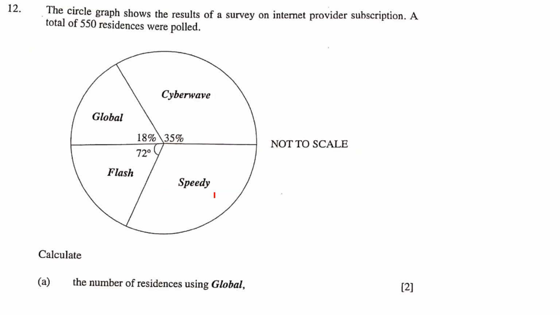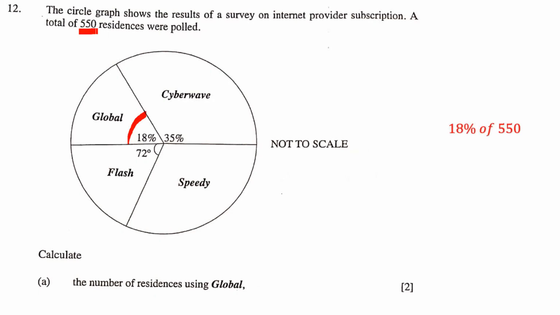Moving right along, we have this next question. This is a pie chart question. It says the circle graph shows the results of a survey on the internet provider subscription. A total of 550 residences were polled. So here we have this pie chart representing the results that they got. They say calculate the number of residences using global. And so we know that global accounts for what? 18%. 18% of what? 18% of the 550 residences.